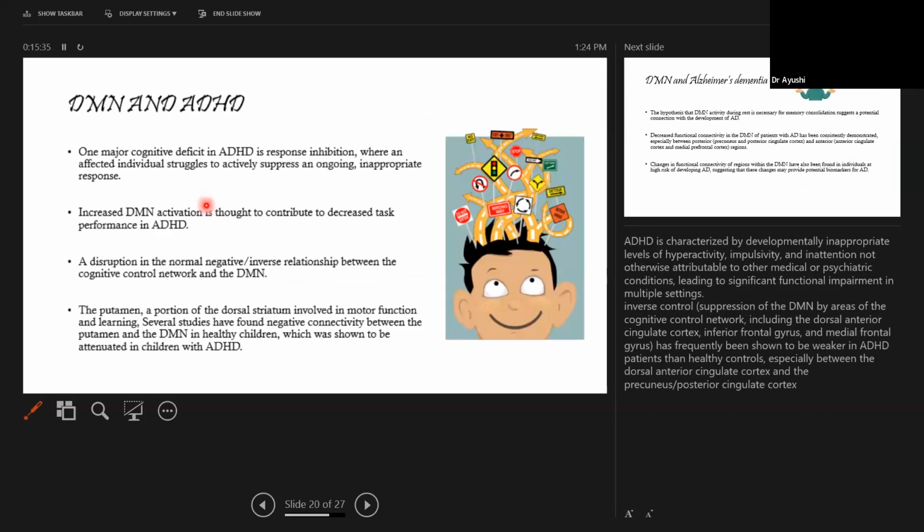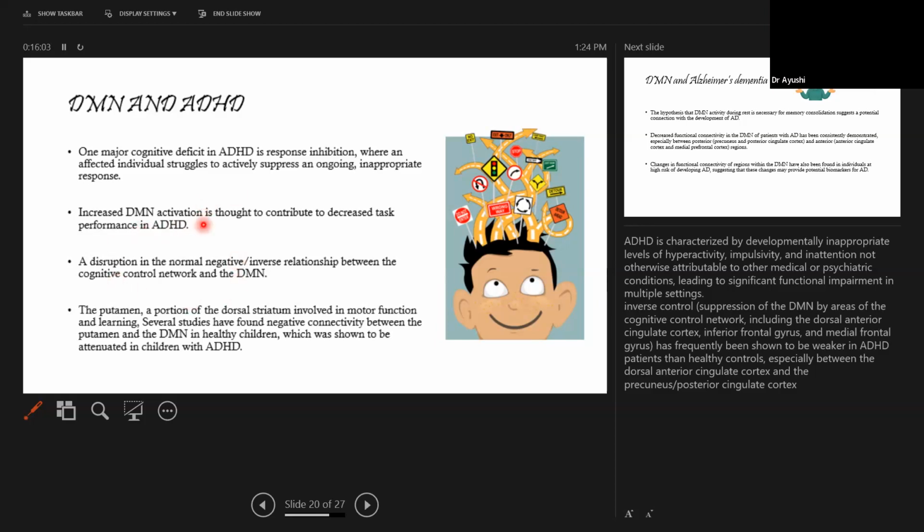Now, DMN and ADHD, attention deficit hyperactive disorder. We all know about ADHD. It is characterized by developmentally inappropriate levels of hyperactivity, impulsivity, and inattention. One major cognitive deficit in ADHD is response inhibition, wherein an affected individual struggles to suppress an ongoing inappropriate response. They are not able to suppress their responses.